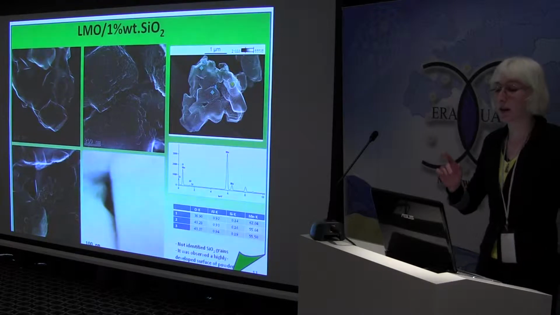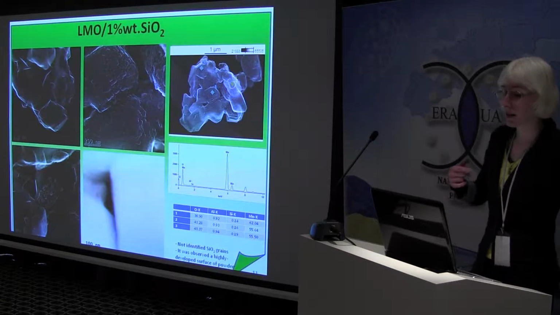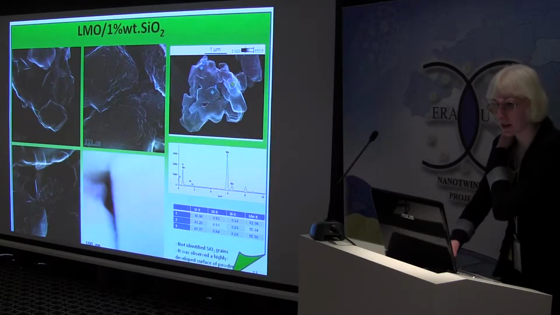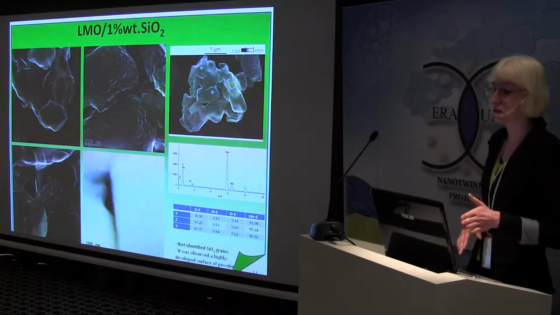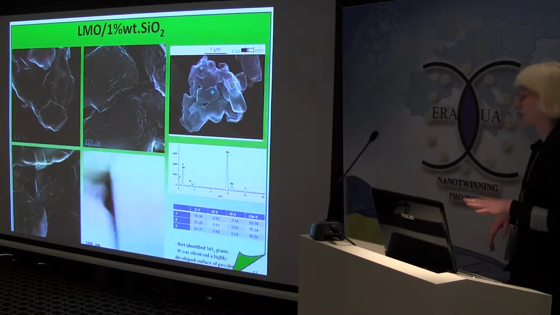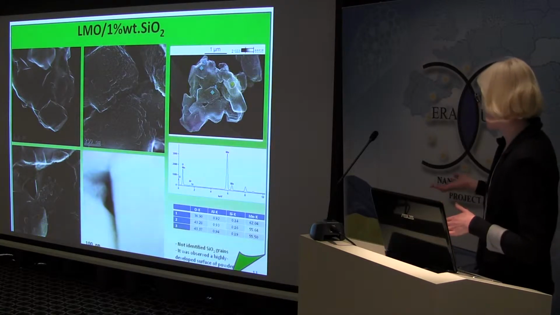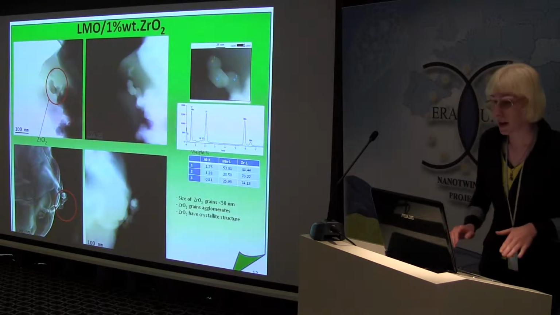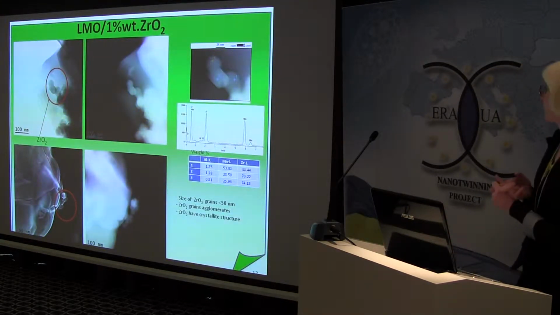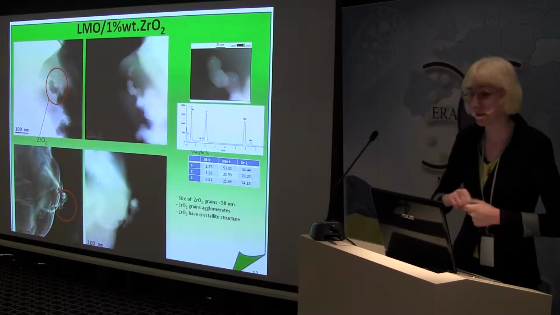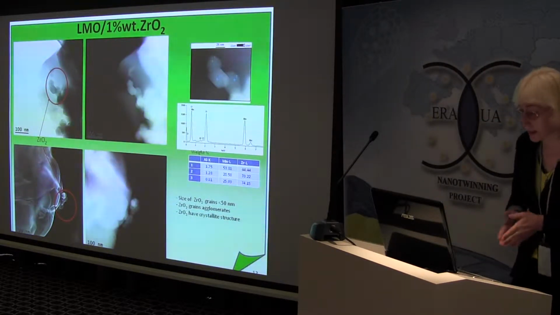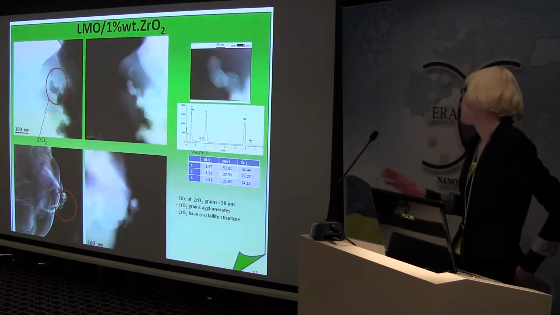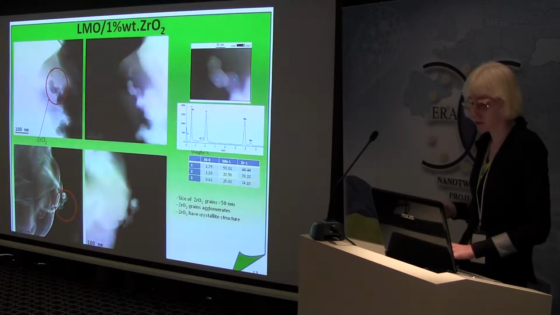We also did morphology studies, and you can see the surface modification with silicon dioxide first. We didn't observe the silicon dioxide. When we modified with zirconium dioxide, we observed grains of this oxide, and the size of these grains was about 50 nanometers, and these grains agglomerate and have a crystalline structure.